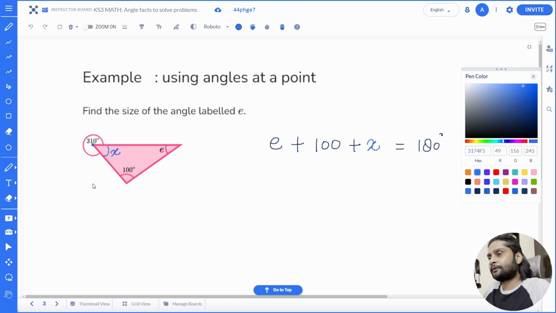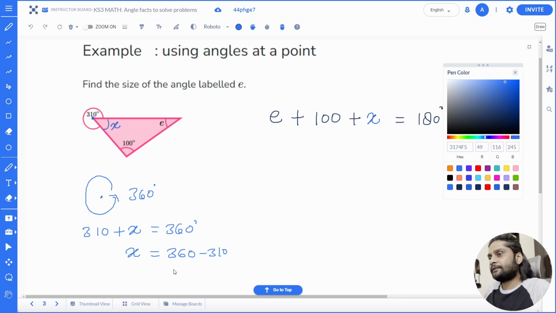To get this X, students, you have the concept that if you complete one rotation, that adds up to 360 degrees. So the sum of 310 and X, which form one rotation, has to be equal to 360 degrees. When you simplify this equation, you subtract 310 from both sides, and you simply get X equals 50 degrees. Once you got this X to be 50 degrees, students, you can replace that into this equation that you have formed. And now the process is simple.